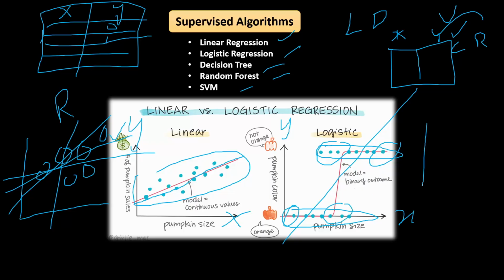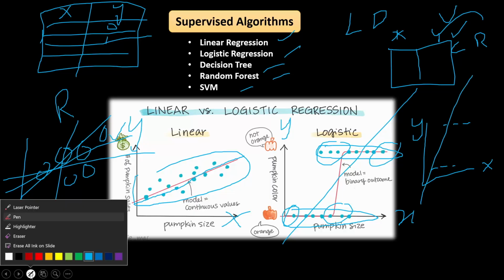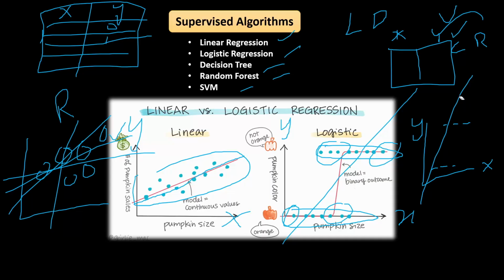So let me draw the same thing right here. This is X and this is Y. Some data points are here and some data points are here. If you draw a regressor line here, this model will not be able to get a better representation. So instead, what we do is use a classifier.